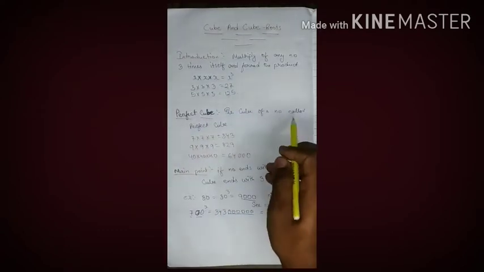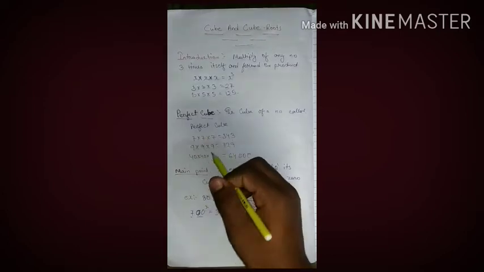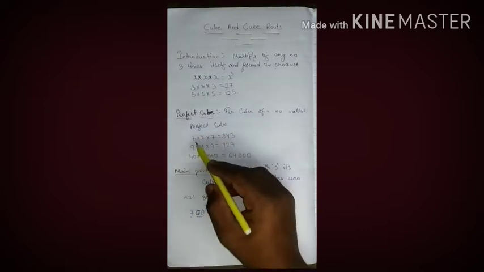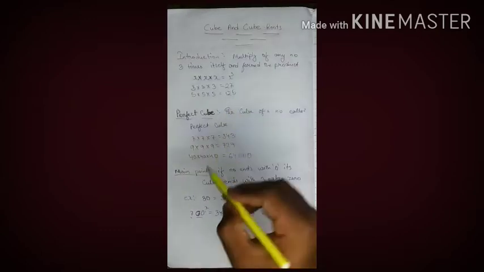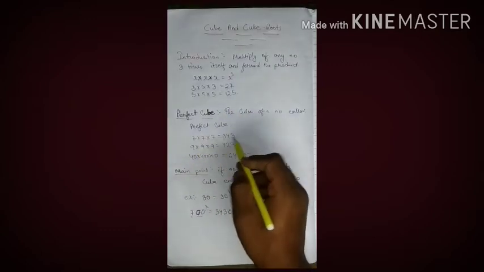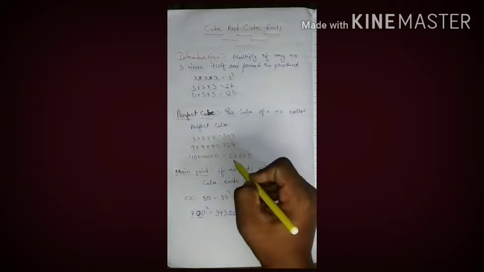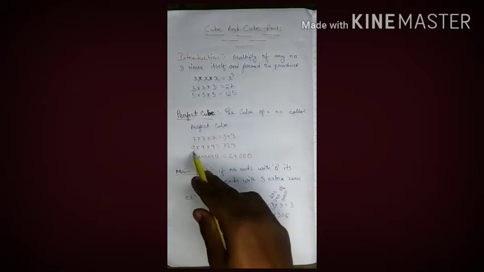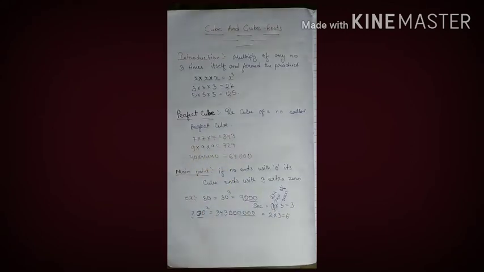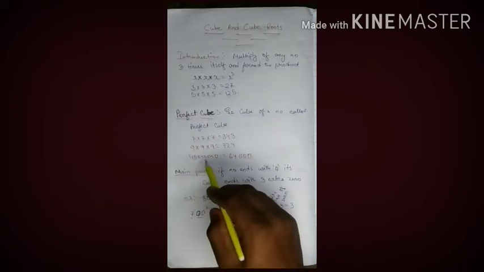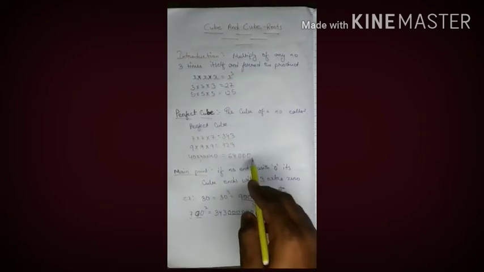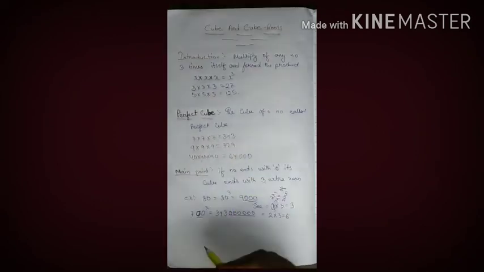Now, perfect cube. The cube of a number is called a perfect cube. See how we will find it. Here we multiply 7 into 7 into 7. The answer is 343. 343 is a perfect cube. 9 cube is 9 into 9 into 9, and 729 is a perfect cube. Now 40 into 40 into 40 is 64000. So 64000 is a perfect cube.